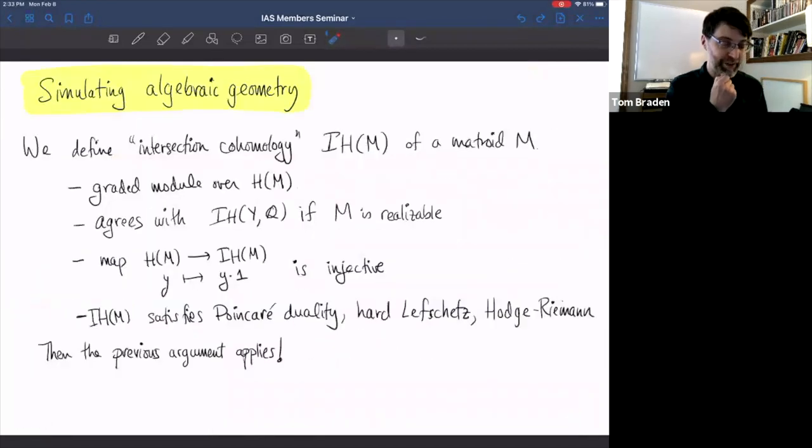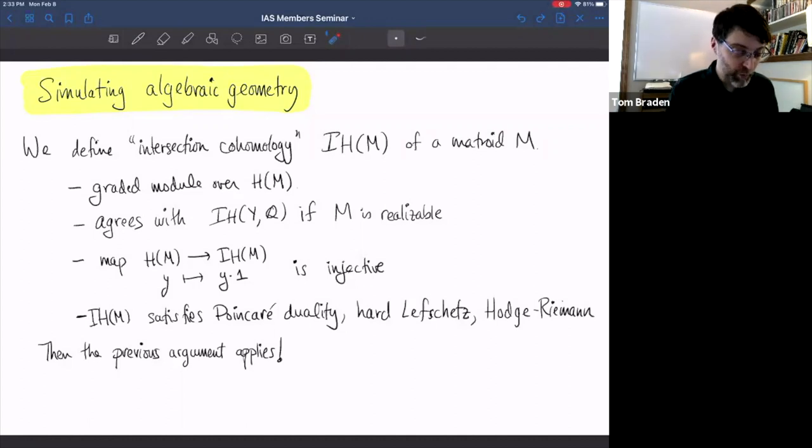So the goal is to simulate the ingredients that we had when there was algebraic geometry. And so we need to be able to compute or create intersection cohomology associated to a matroid, such that if it came from vectors, it would be the thing I already know how to do topologically. But I need to be able to produce it entirely from the properties of the matroid, so just from this finite set of finite subsets.